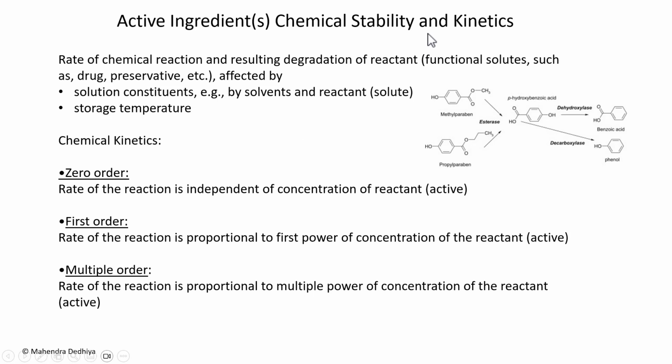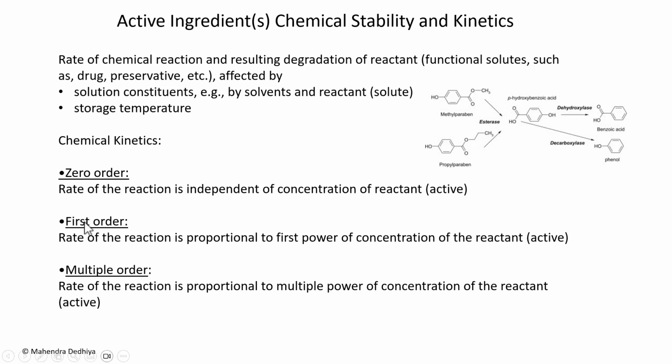Chemical stability and kinetics is studied as part of physicochemical characterization. The example shown here is methyl and propylparaben. The ester link here can degrade and generate p-hydroxybenzoic acid, which can further degrade into benzoic acid and phenol. We should be able to predict the activity of parabens based on kinetic studies so that we can establish shelf life specification.